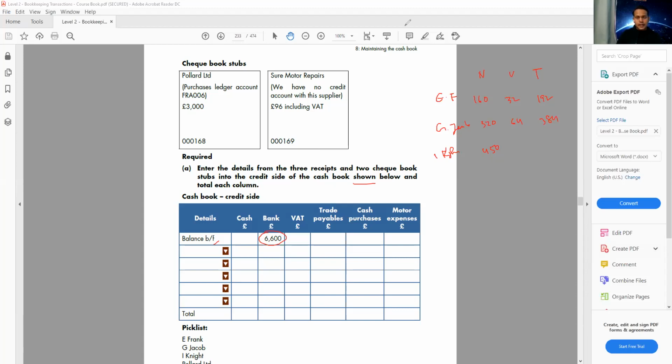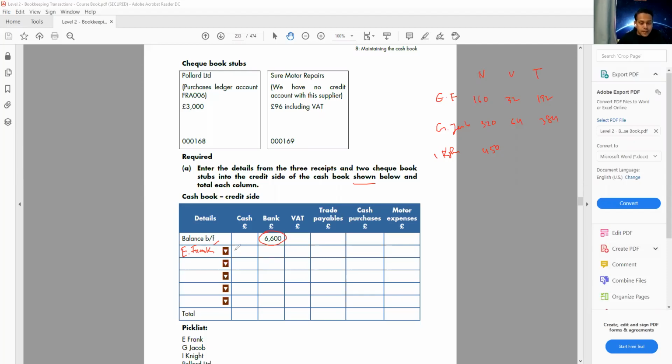All right, so the next thing we're going to see here is how I'm going to record all of this. Start from this E-franc, without credit account. So E-franc, cash transaction, cash paid to the supplier. How much am I going to write and in which column? I'm going to write 192 on the cash column.